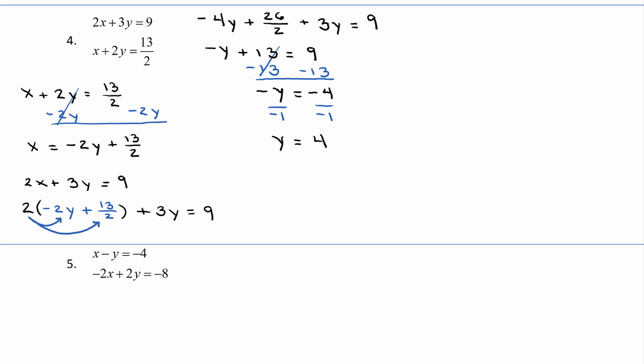Now that we have our value for y, I can go back and substitute that into either one of the two equations and solve for x. I'm going to take the equation that's already solved for x. That's the one that said x equals negative 2y plus 13 halves. So we will have x equals negative 2 times 4 plus 13 halves. This will give me x is equal to a negative 8 plus 13 halves.